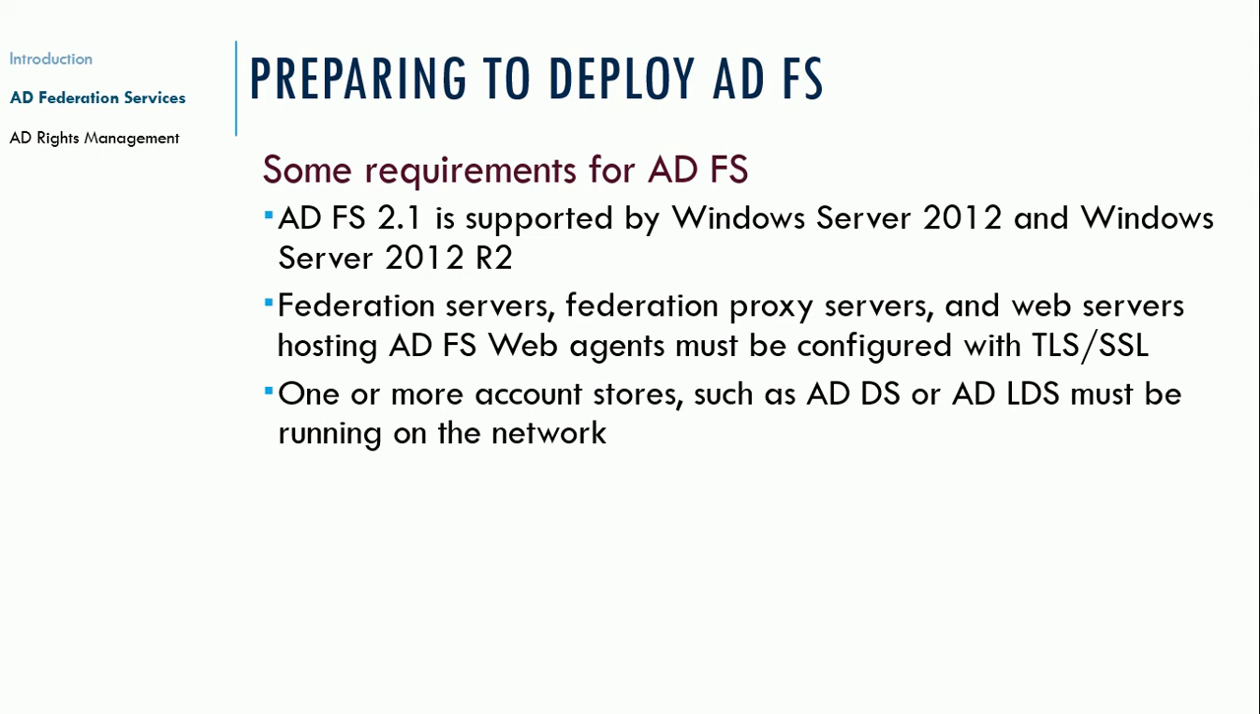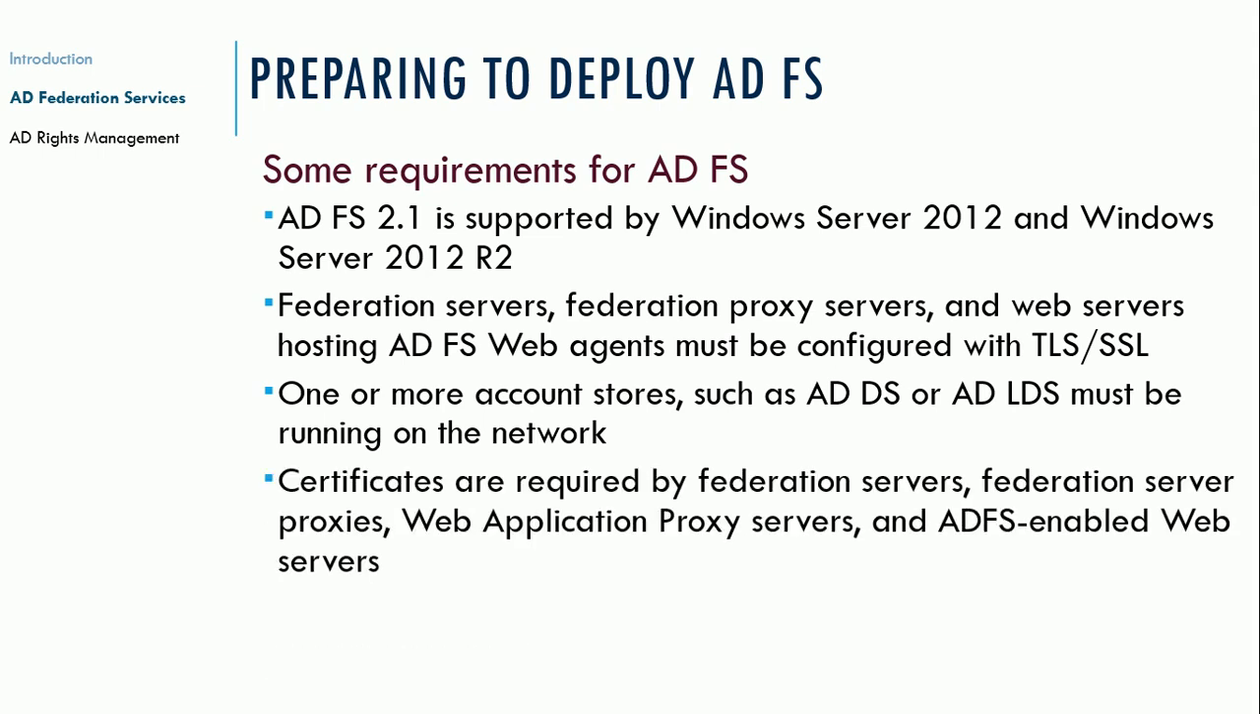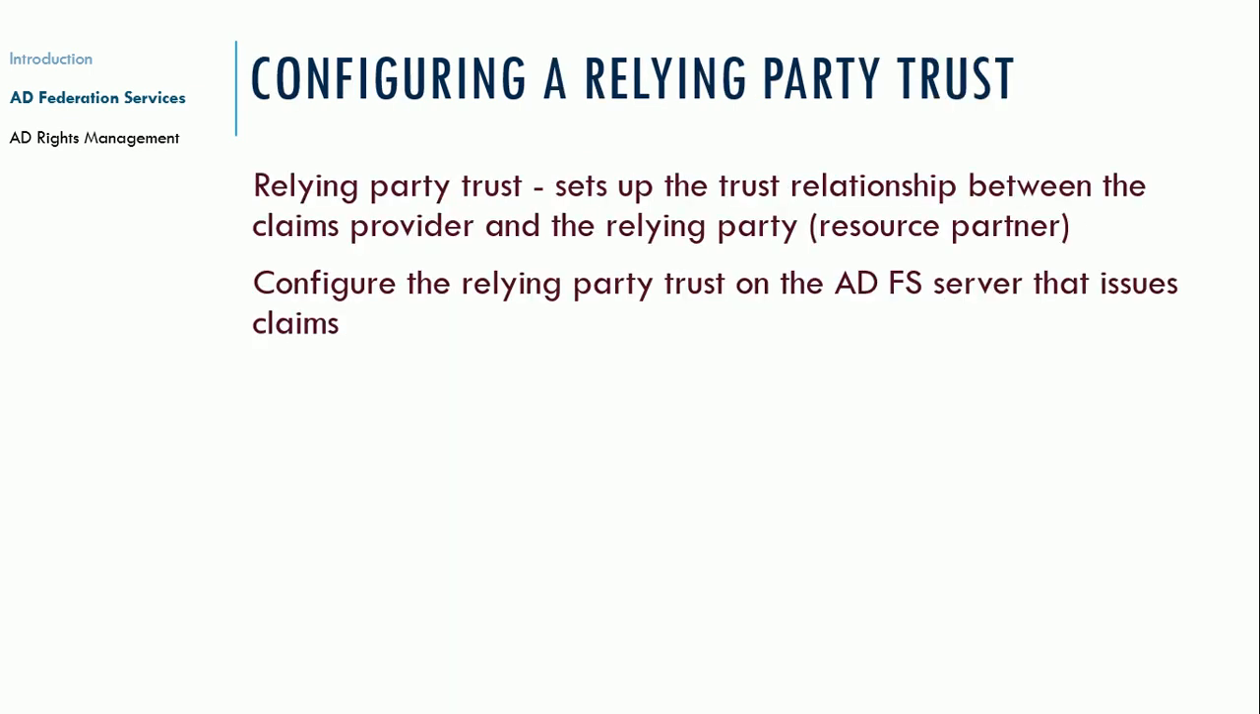So basically you have to have Active Directory installed and running on the network in order for this to work. But then again, what would be the point of having Federation services if you're not using Active Directory? Certificates are required by Federation servers, Federation server proxies, web application proxies, and ADFS-enabled web servers. So you are going to have a certificate server, which we covered previously in this course.